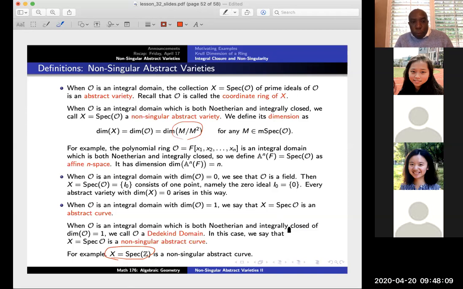Right, so this is one of the really bizarre ideas of algebraic geometry, that now you're completely generalizing everything by just looking at rings. So if you give me a Dedekind domain, then I'll define for you now a non-singular curve. Okay. All right, any questions before we finish up with one last example?